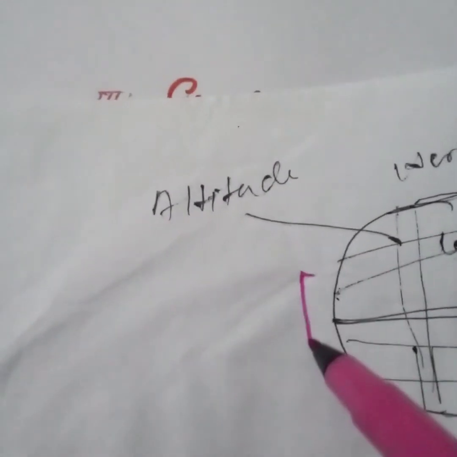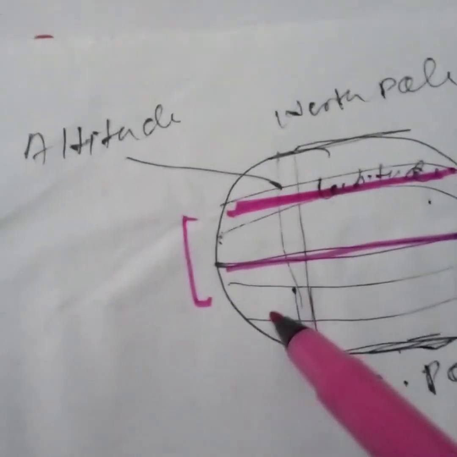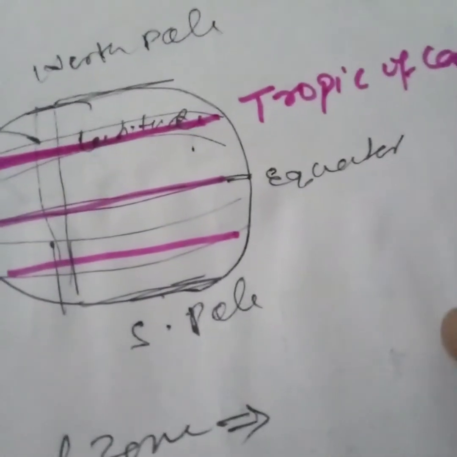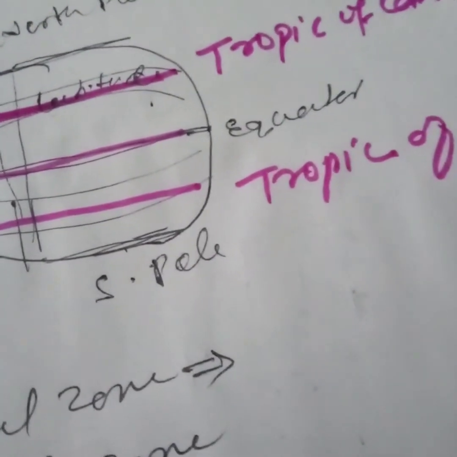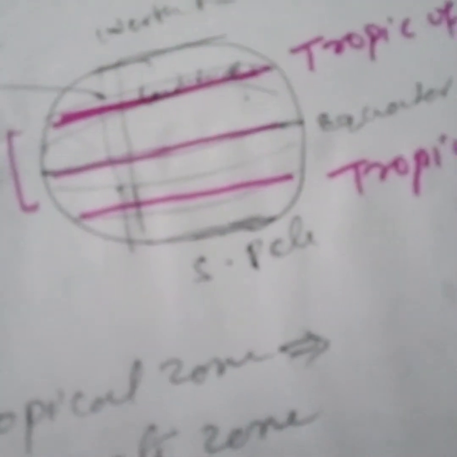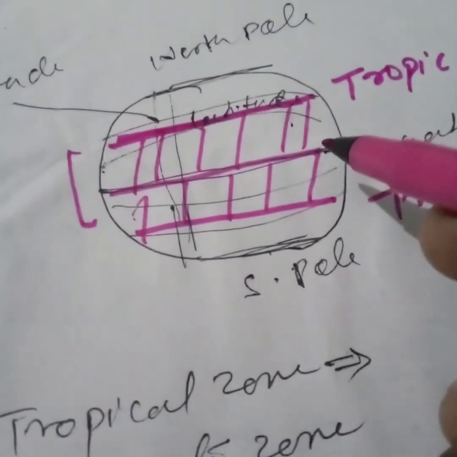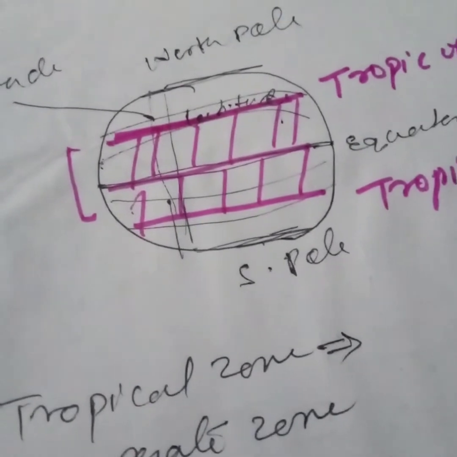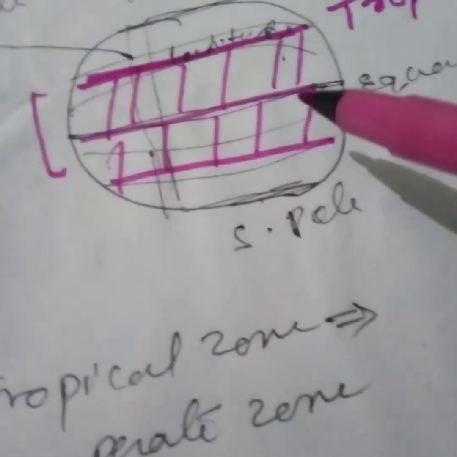In this globe, the tropical zone is just this area. This is the Tropic of Cancer, and this is the Tropic of Capricorn. So in between the Tropic of Cancer and the Tropic of Capricorn, there is the tropical zone. Okay, this is the tropical zone. This tropical zone contains a lot of biodiversity.